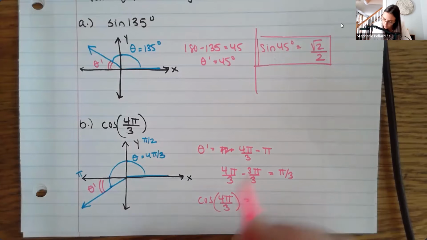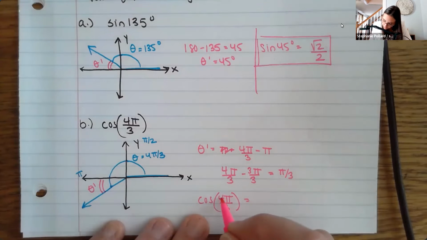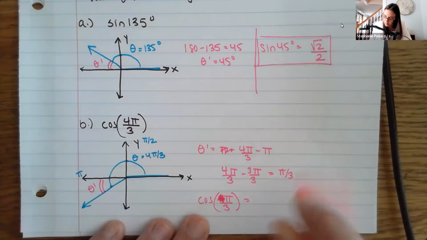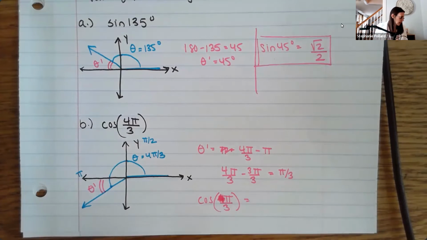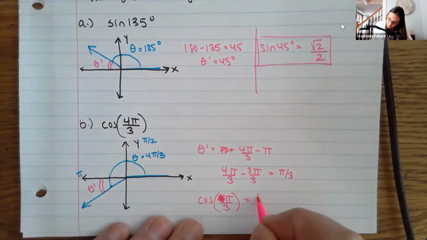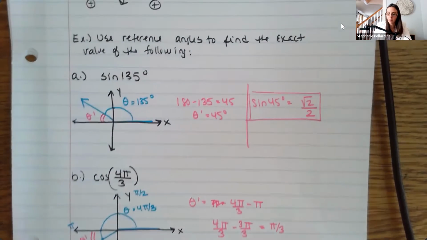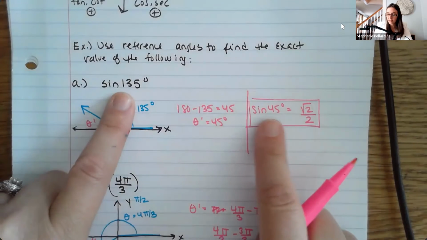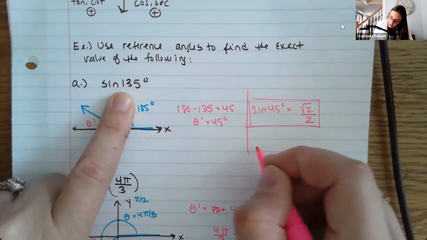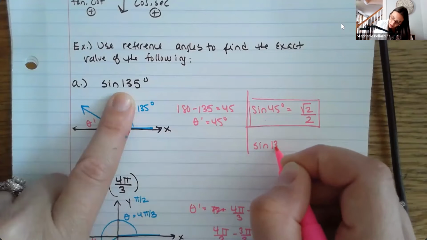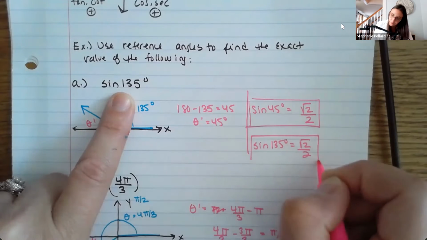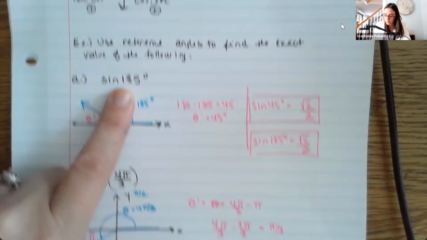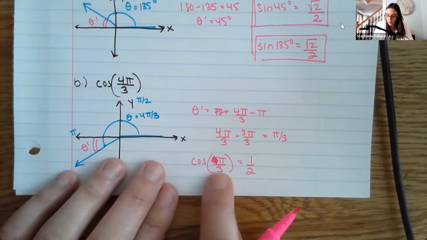Oh, sorry. So I'm going to do the reference angle first. Let me do the reference angle first here. So pi over 3 is my reference angle, and we've done this one before, which is 1/2. Actually, I should clarify over here too. So the reference angle was 45 degrees, but actually, I guess I should rewrite this because my question was about 135 degrees. So I'll rewrite that. So here, cosine of pi over 3 is 1/2.